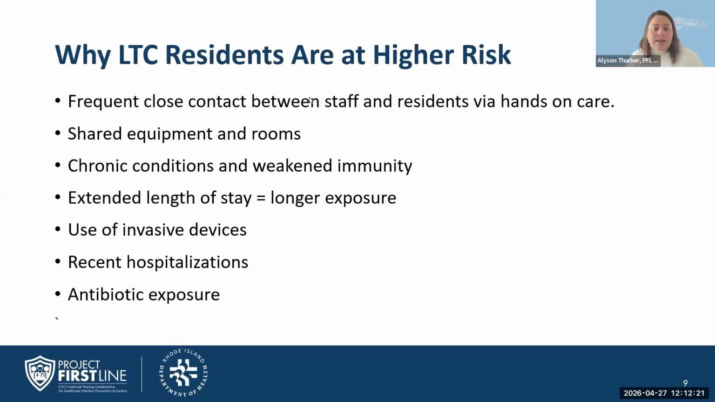So why are long-term care residents at higher risk, like Mr. Jenkins? Well, they have frequent close contact between staff and residents. They share equipment and rooms. They have chronic conditions and weakened immunities. Extended lengths of stay. So they're at these facilities, sometimes living at these facilities for the remainder of their lives. This is their home. They use invasive devices. There are frequent hospitalizations usually associated with long-term care residents, and also antibiotic exposures.